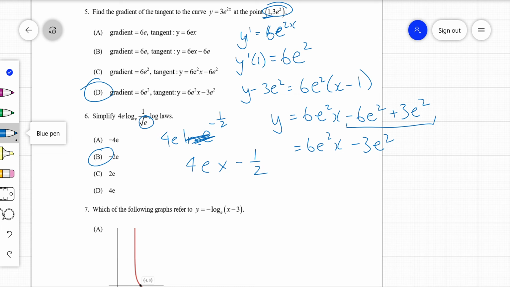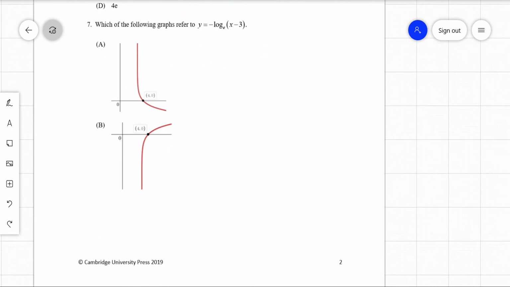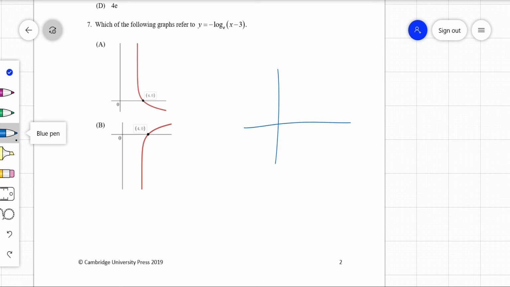So number 7 is a transformation question. So if we think about a log curve that goes like that, cuts through at 1, if we move it 3 places to the right, it's now going to cut at 4. There we go. If we do negative f of x, remember that is reflecting in the x-axis. So it's a vertical reflection, so it's reflecting in the x-axis. So it looks like it's going to be A.